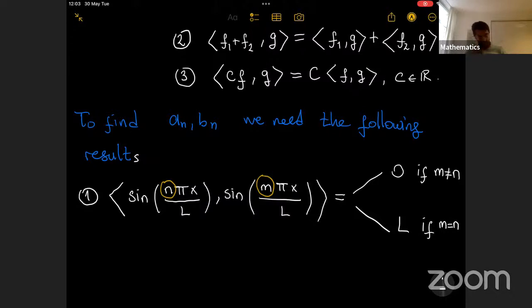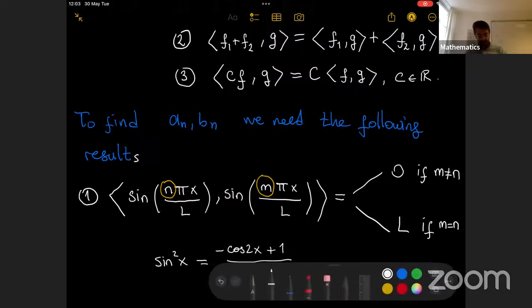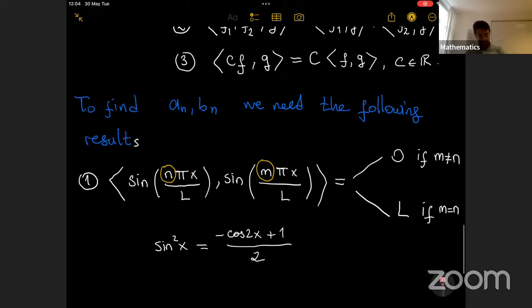Remember this way. It's sine squared x is equal to, I guess, minus cosine 2x plus 1 over 2, something like that, right? So use this trigonometric identity to compute that integral. You can do it yourself and you will get that it's equal to L.